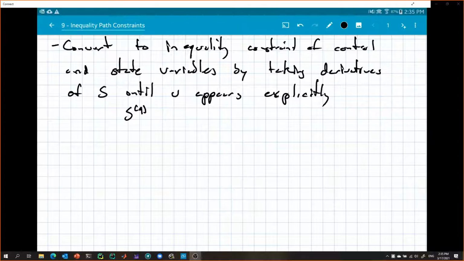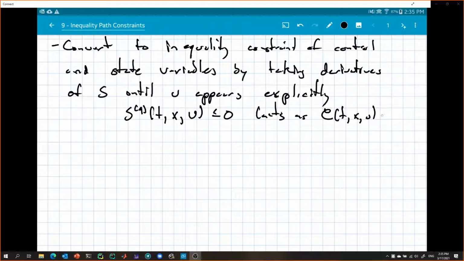So, as before, we have a new constraint, S, the qth derivative of S. This is based on T, X, and U, and that's less than or equal to 0. And then that acts as C of T, X, and U did. So as a result, we have our joined augmented Hamiltonian.